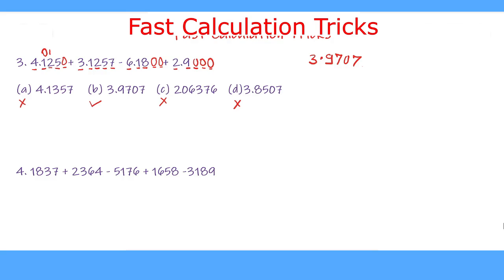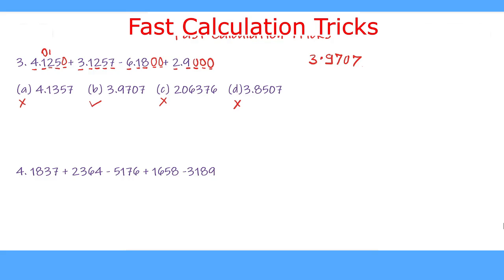Now we go to the next question, and the question is 1837 plus 2364 minus 5176 plus 1658 minus 3189. On observing these numbers, we see that the numbers having minus signs have more value than the numbers having plus sign. So our answer will be negative.